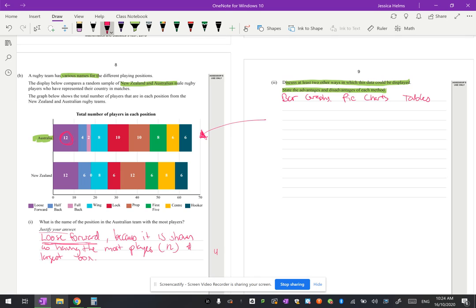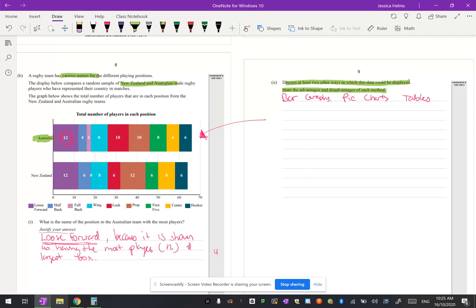So a bar graph, so if we were going to do a bar graph for something like this, you'd have lots of different bars for it. So you'd have like the loose forwards, this is Australia, loose forwards, and then you'd have the halfbacks, and then you'd have the fullbacks, and you'd have lots of these graphs here. And it would probably show you a little bit easier the differences between each of these, but it is going to also maybe make things a little bit more confusing to compare. So it wouldn't really make it as easy for comparing.